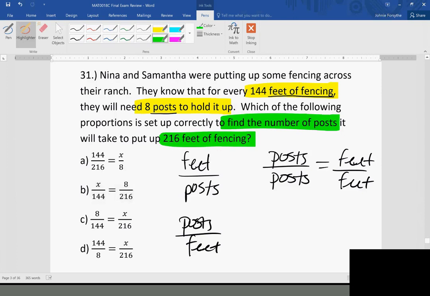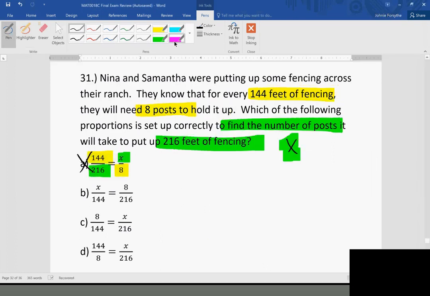So for letter A, you've got 144 over 216 equals x. In this case, the x is the number of posts. So this will be a green over 8. That's the yellow. So you see how they're not lined up? It should be either yellow over yellow, green over green. So since this is not aligned, this is not going to work.